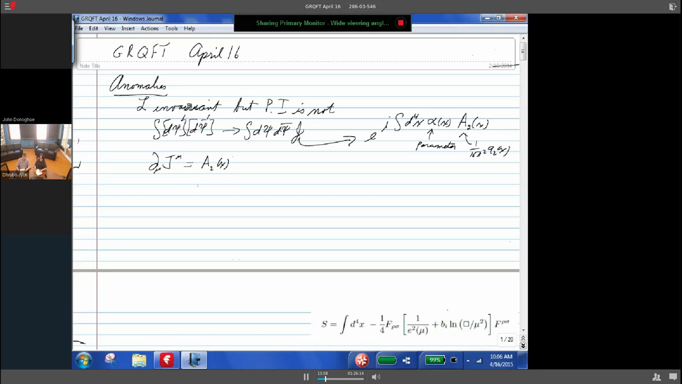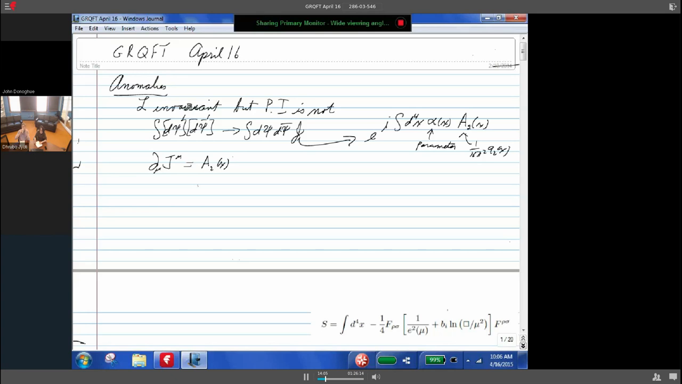for an anomaly like this, whatever your current would have been is this a2 of x, 1 over 16 pi squared times the a2 coefficient. Okay, good. And so this is the easiest way of doing it.